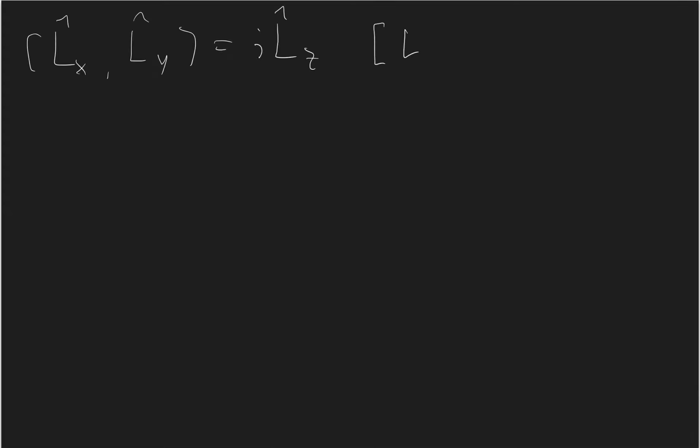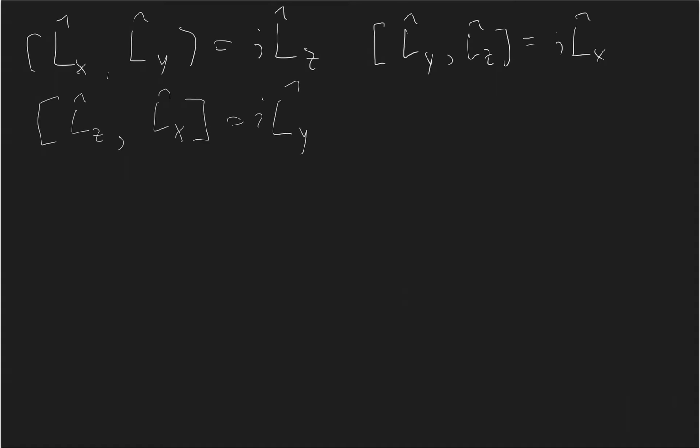And we can also have that the L_y component, comma L_z hat, should give us i L_x. Doesn't this look quite familiar in some way? Then we get it in terms of the L hat sub y operator.